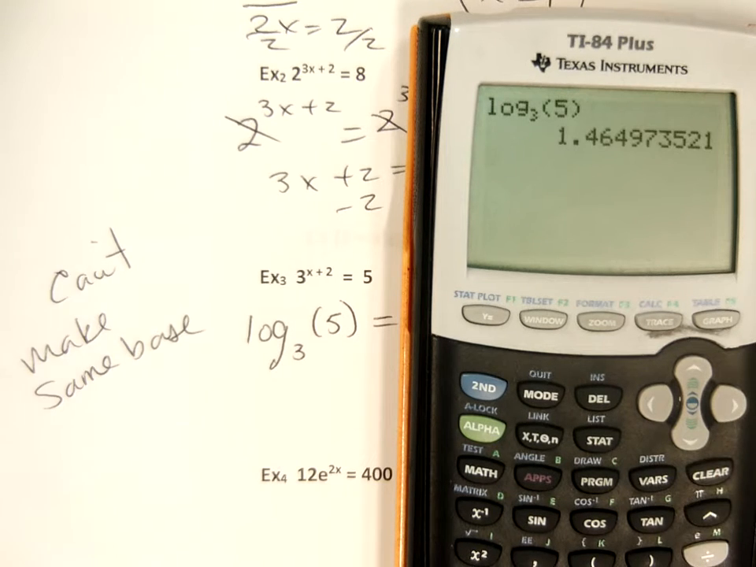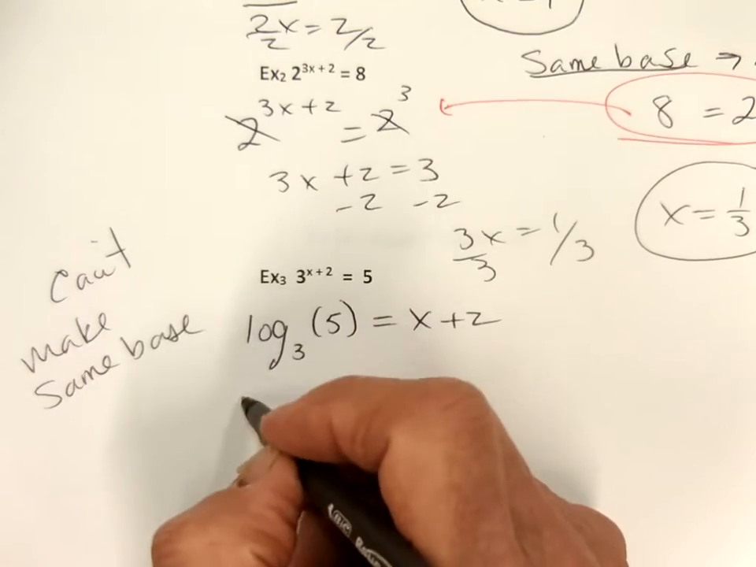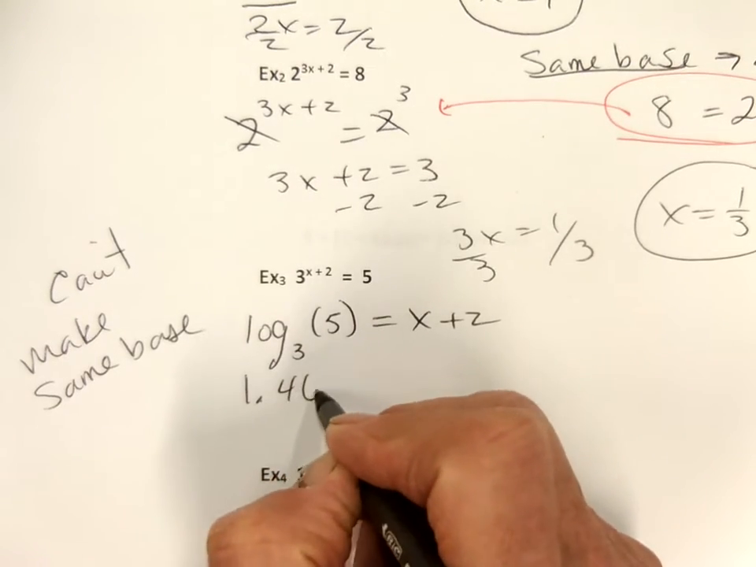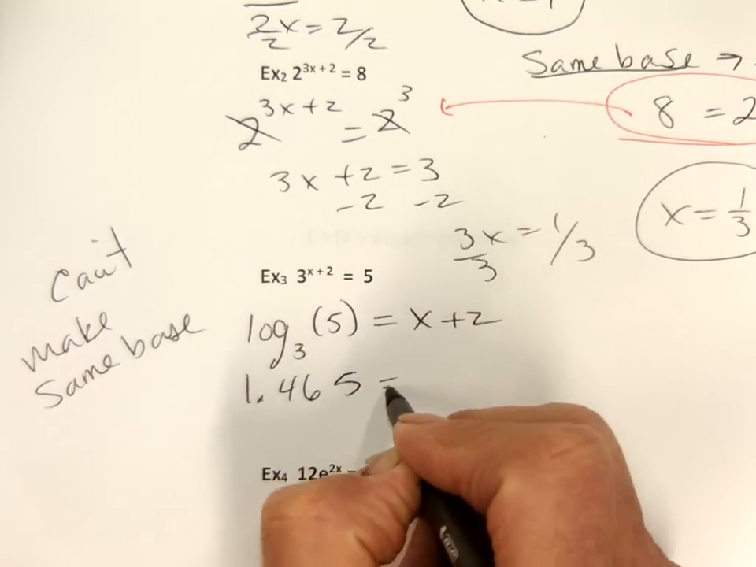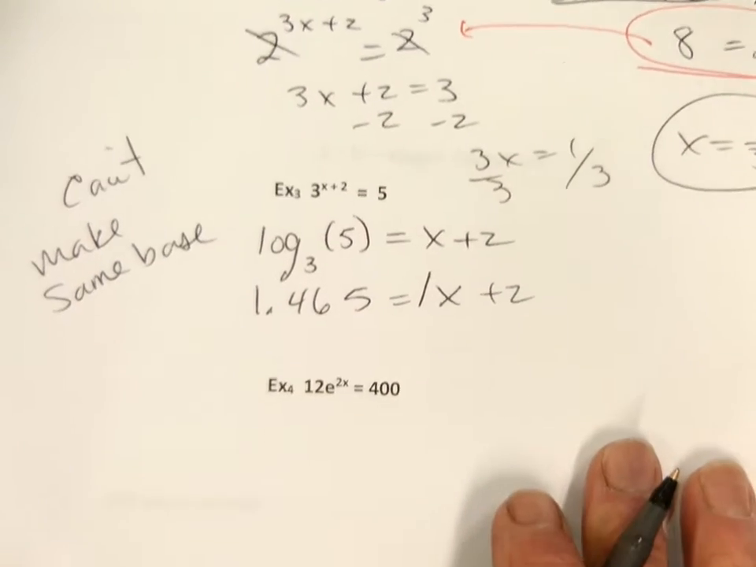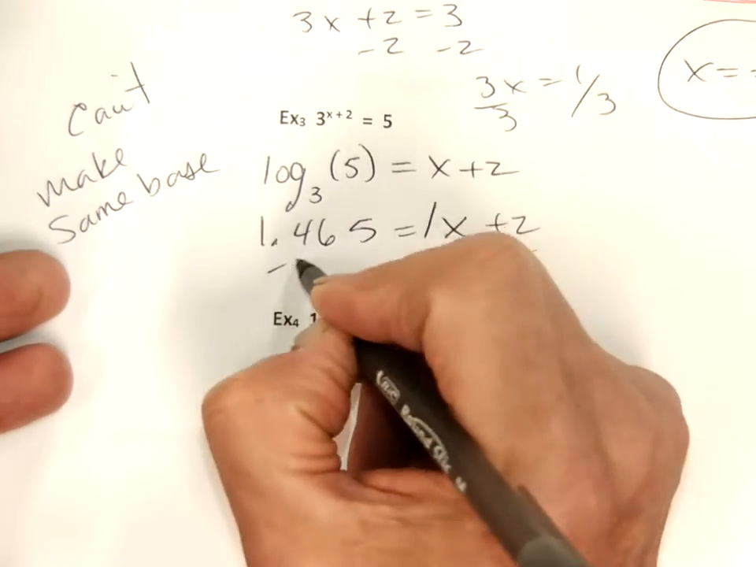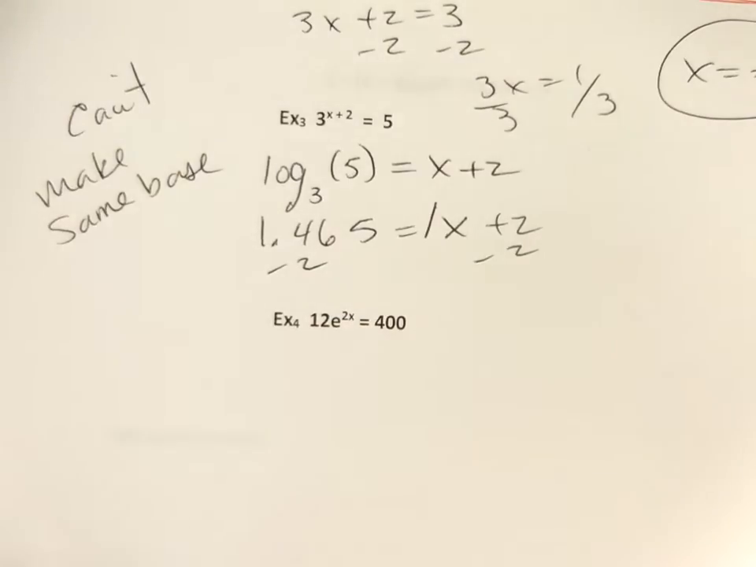Now I get a decimal. Decimals don't scare me. About a 1.465, right? So I got about a 1.465 equals. I'm going to make it a 1x to help me out. 1x plus 2. It's just decimals. What am I going to do? Solve for x. What are you going to do? Minus 2, exactly. You guys agree? Minus 2, minus 2.